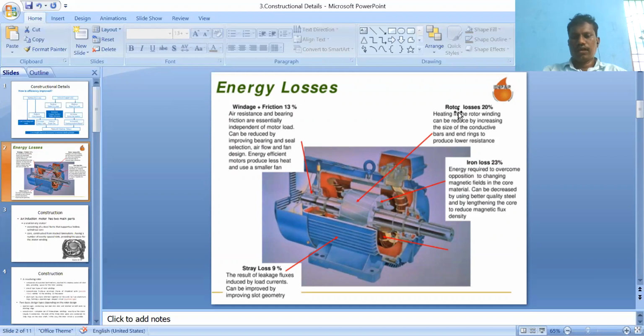If we consider rotor losses, the heating in the rotor winding can be reduced by increasing the size of the conductor. Automatically, rotor losses also reduce. Similarly, stray load losses, which are the result of leakage flux induced by the load currents, can be improved by improving slot geometry. Like that, losses can be reduced in motors.